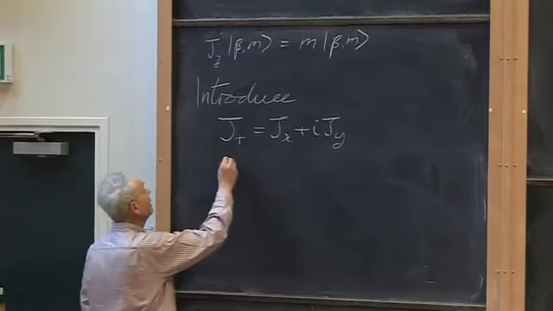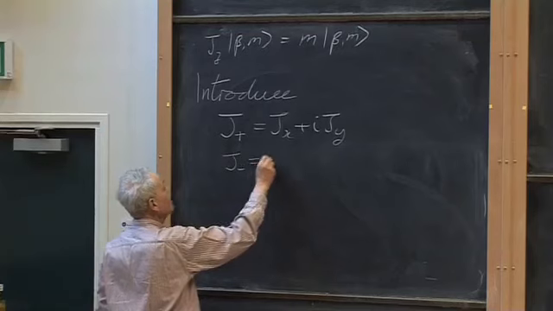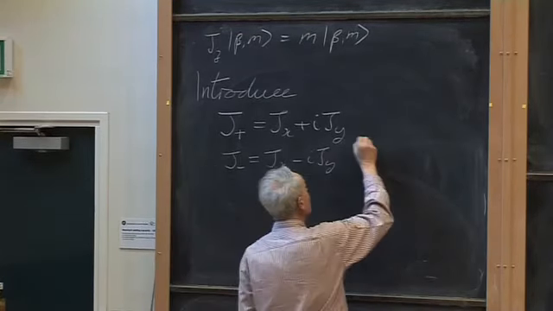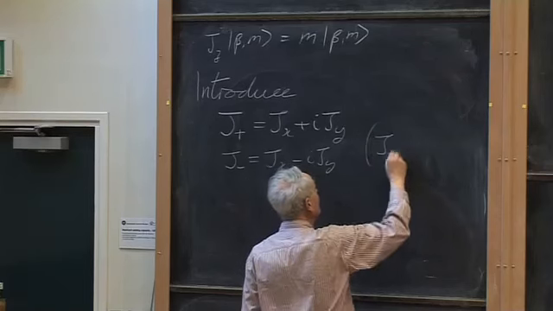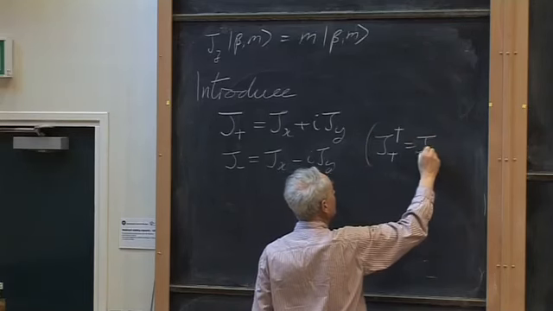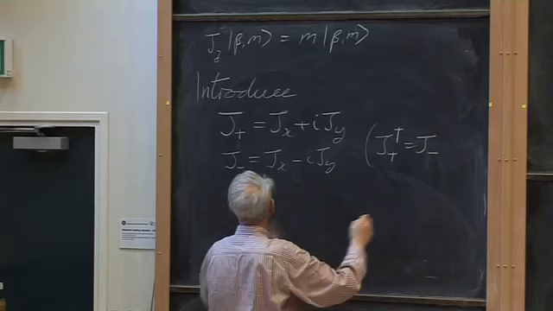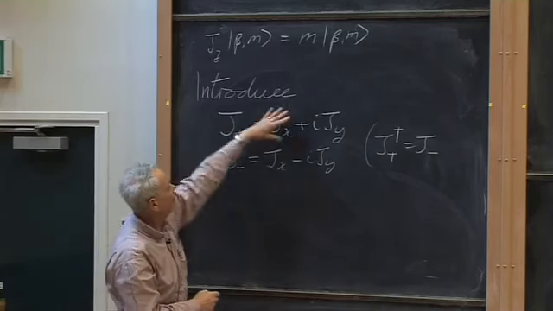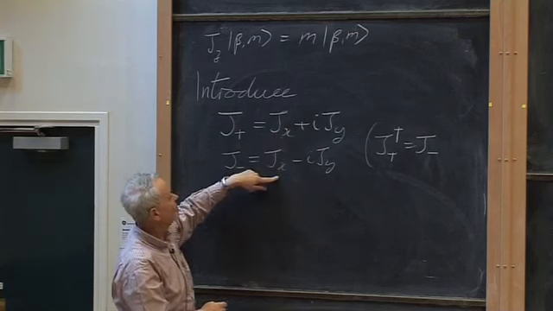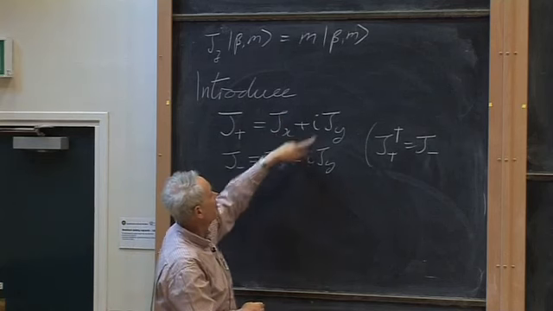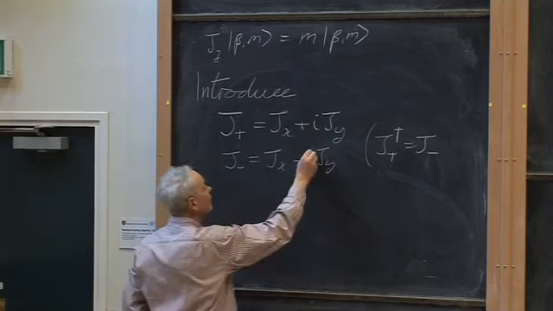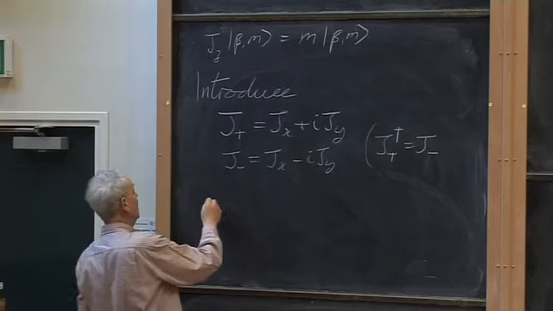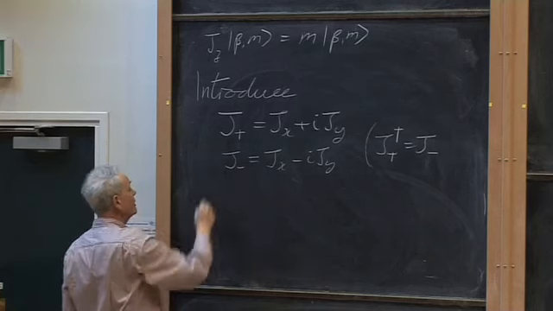And correspondingly, needless to say, we have J minus, which is equal to Jx minus i Jy. And we also have that J plus dagger is equal to J minus, all right? So this thing here is the Hermitian adjoint of that thing there, because if you take the dagger of this equation, this dagger goes into this because it's an observable, that goes to minus i, and this goes into this. So these are tools of the trade. Now we ask ourselves what are the commutation relations?